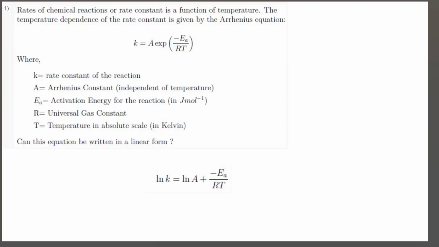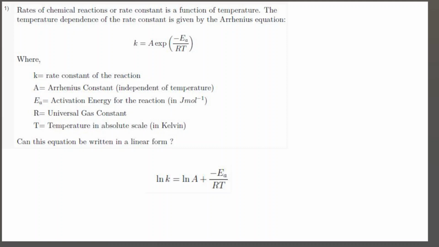The first question: the rate of chemical reactions, or rate constant, is a function of temperature. The temperature dependence of the rate constant is given by the Arrhenius equation. The Arrhenius equation always discusses the rate of occurrence. For example, here it can be diffusion, where the diffusion rate will be given by the diffusion coefficient. So basically, we'll be estimating some kinetics of an occurrence.